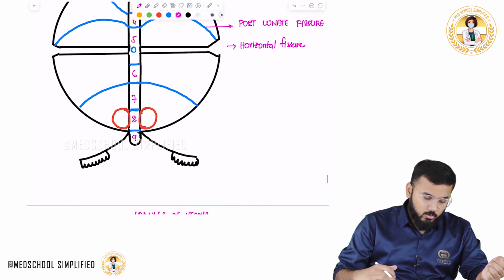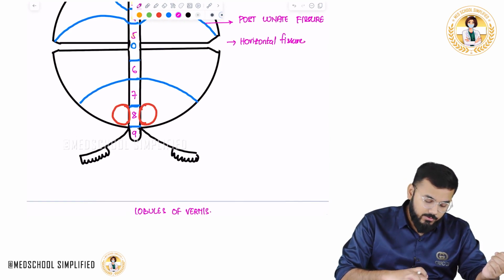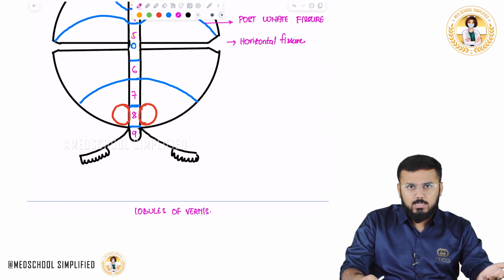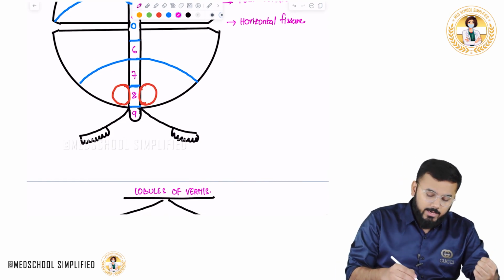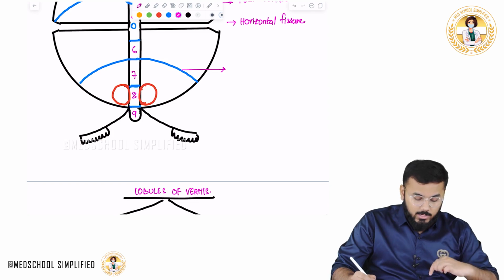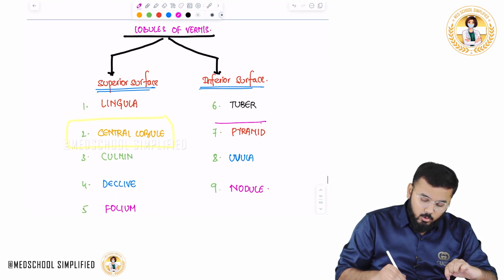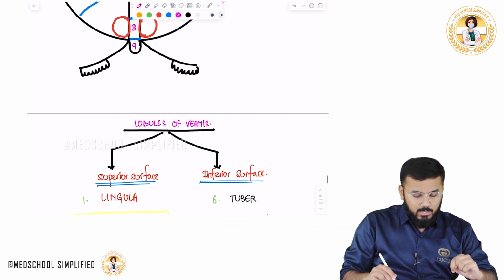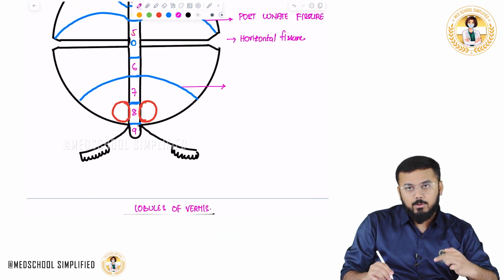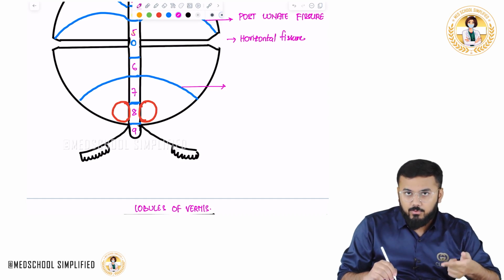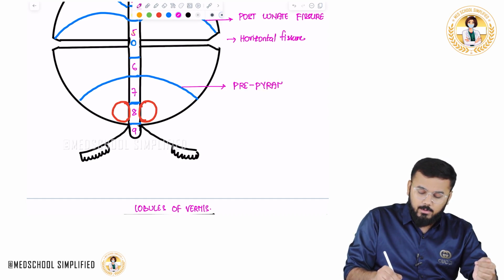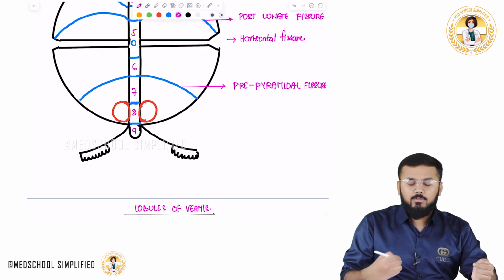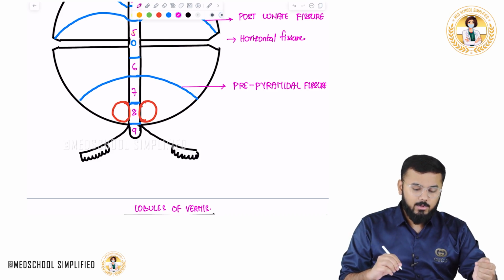Next, the fissure present between the fifth and sixth is called the horizontal fissure. We have discussed it in the starting itself. Next, the fissure present between the sixth and the seventh. What is this fissure called? First, tell me, what is the seventh lobule called? The seventh lobule is called pyramid. Now, is this fissure present before the pyramid or after? It is present before the pyramid. Anything before is called pre, so this is called the pre-pyramidal fissure.